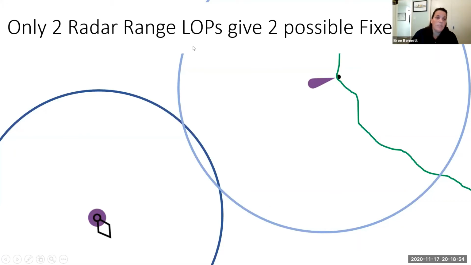Also to keep in mind, when you have 2 ranges, 2 LOPs, it gives you 2 possible locations. With an LOP, you're in infinite possibilities on that line. Well, if you're in infinite possibilities on those lines and 2 lines cross in 2 different places, which arcs do, then you have 2 possible locations. So you need a 3rd piece of information.